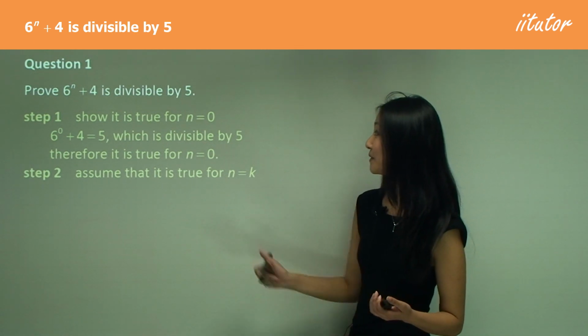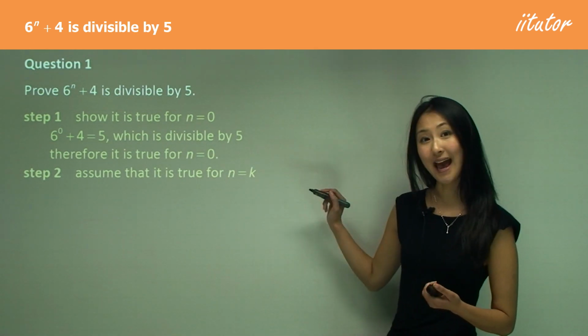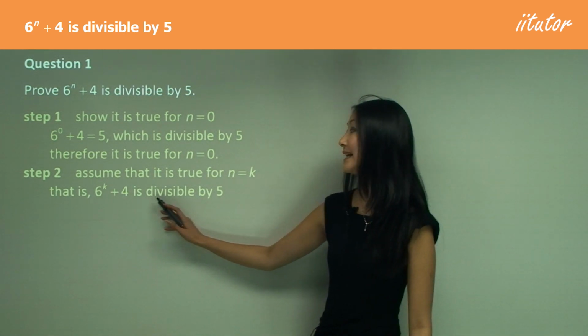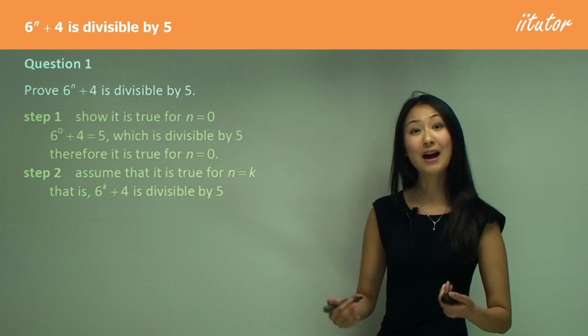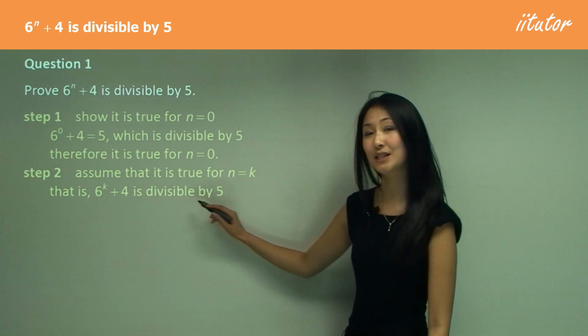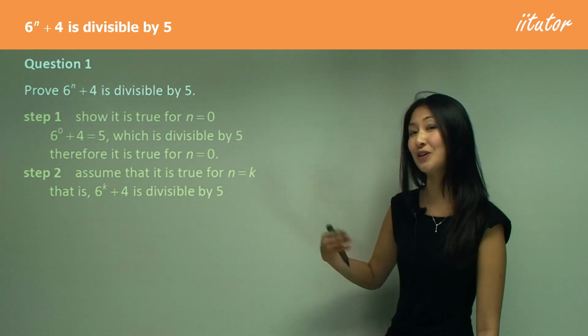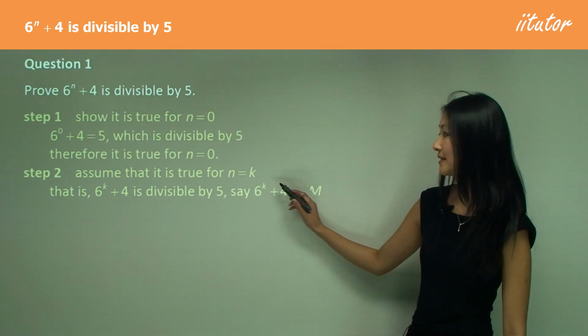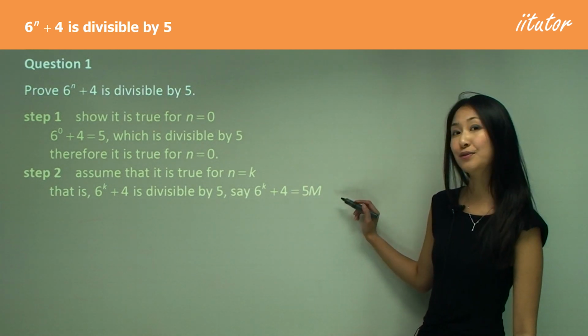We want to assume that this is true for n equals k. How we write that is 6 to the power of k plus 4 is divisible by 5. Instead of writing equals, which is what we did with the equations, we just write is divisible by 5 because that's what we're trying to prove. Using that assumption, we can say that 6 to the power of k plus 4 equals 5m.